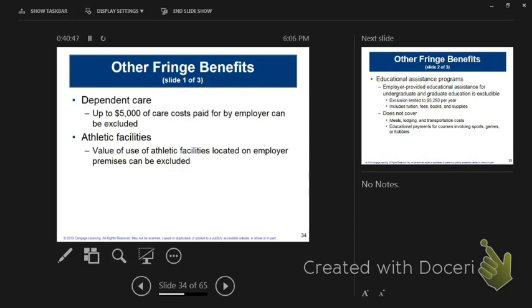If you look on a W-2, slowly. All right, so dependent care benefits can be put on there, and up to $5,000 of care costs that can be paid for by an employer can be excluded. So on line 10, it says dependent care benefits. We can take money out of our paycheck to be put towards benefits. The company can also pay up to $5,000.